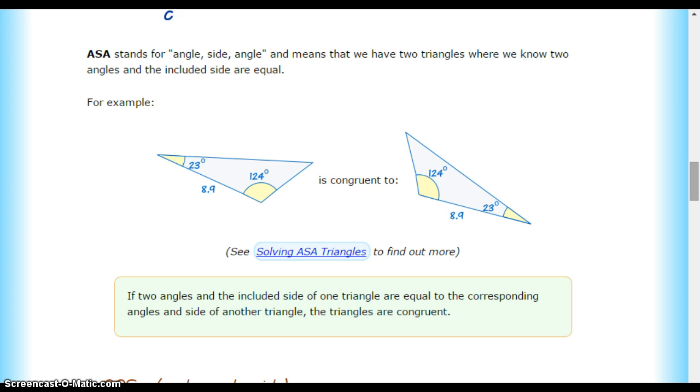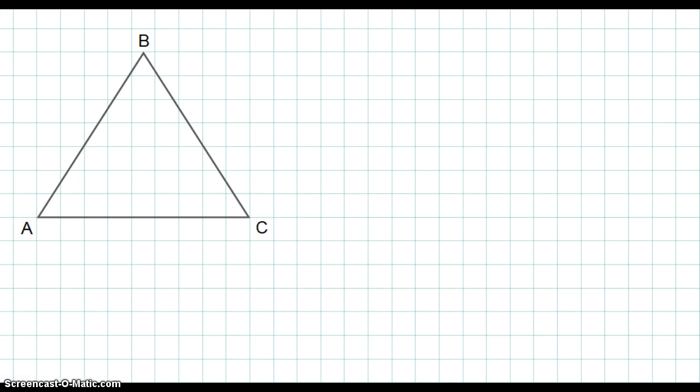Alright, now I'm going to switch the screen up again so I can show you and walk you through how to use the ASA way to draw a congruent triangle. So just give me a sec. Alright, and here we go. We have triangle ABC again, and this time our focus is to use the ASA way to draw a triangle that is congruent to triangle ABC.